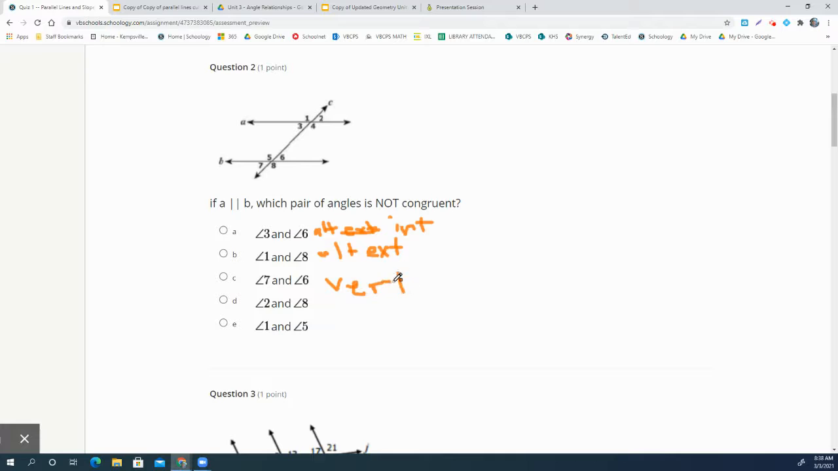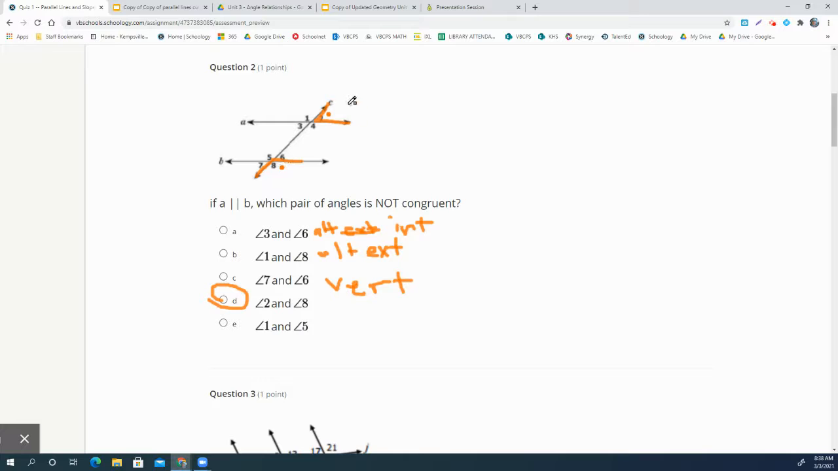Anybody come up with an answer? My handwriting's getting big. 2 and 8, absolutely. Why are 2 and 8 not congruent? Because they have no relationship? No, they're not corresponding right now. They're not corresponding. They're not alternate exterior.